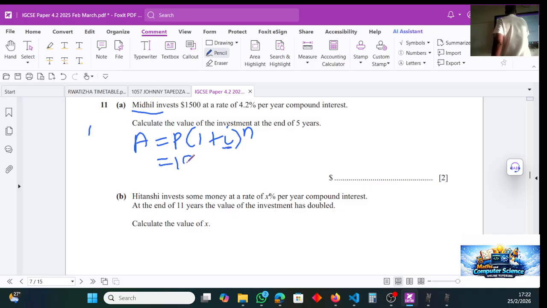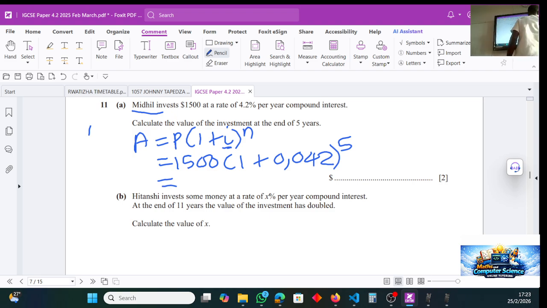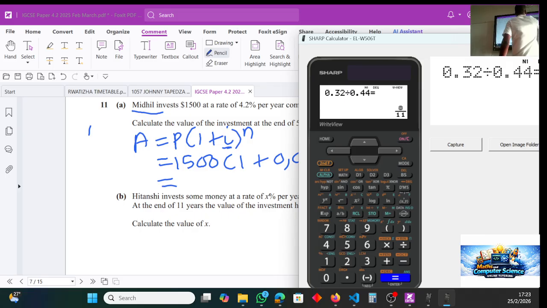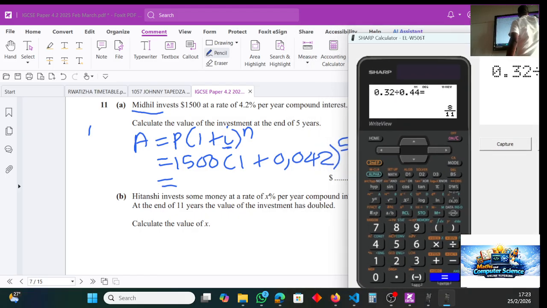So when I do my substitutions, it's 1,500 into 1 plus 0.042, all to the power 5. Then I'll bring my calculator to do the calculation. We'll start with the part where we have brackets. So I'm saying 1 plus 0.042, I close the bracket and raise this to the power 5. Then I drop down, multiplied by 1,500. Let me check what the result will be.